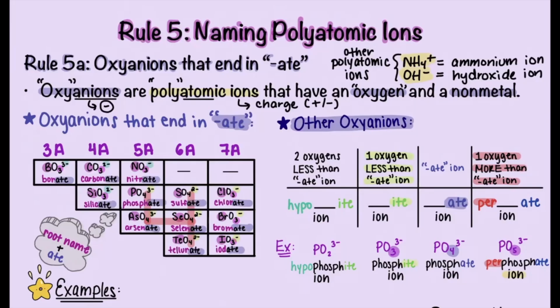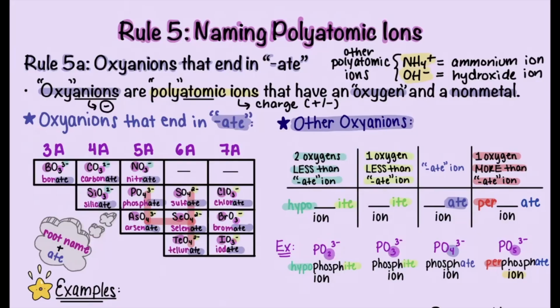What if now you have 2 oxygens less than your ate? Well, now you're going to add the prefix hypo plus the ending ite. And this works for all oxyanions. So an example is hypophosphite, PO2 3-. If you have 2 oxygens, your original was phosphate and it had 4. So 2 oxygens less than your ate becomes hypophosphite.